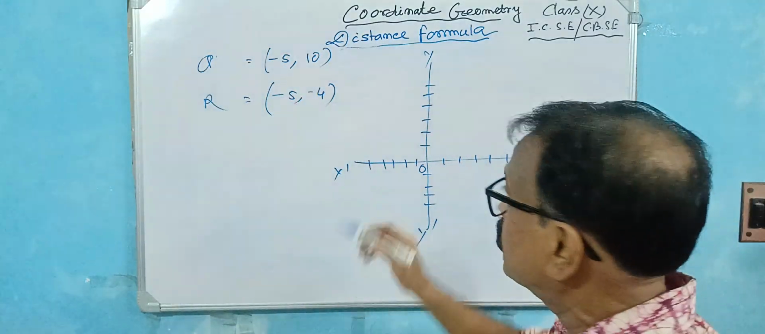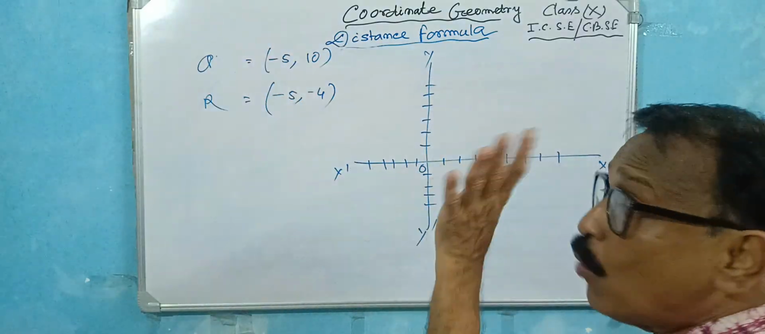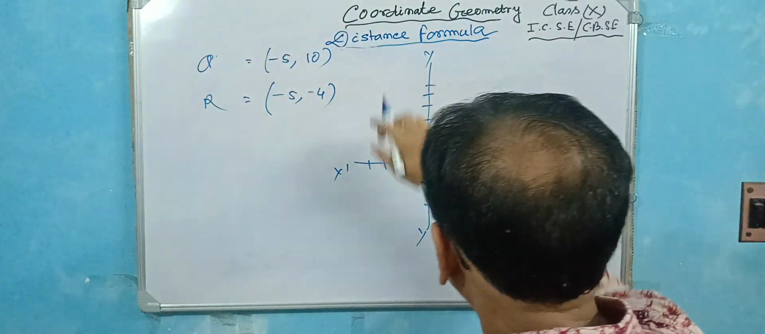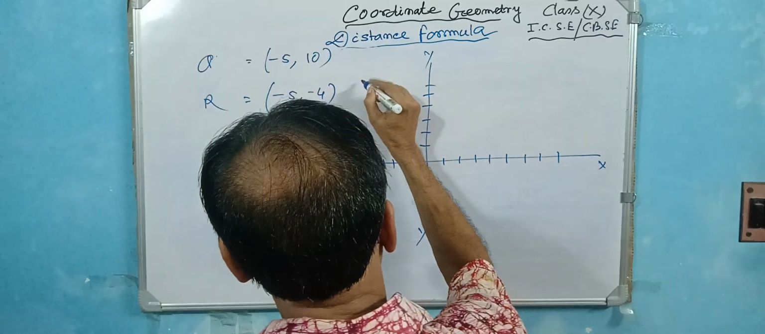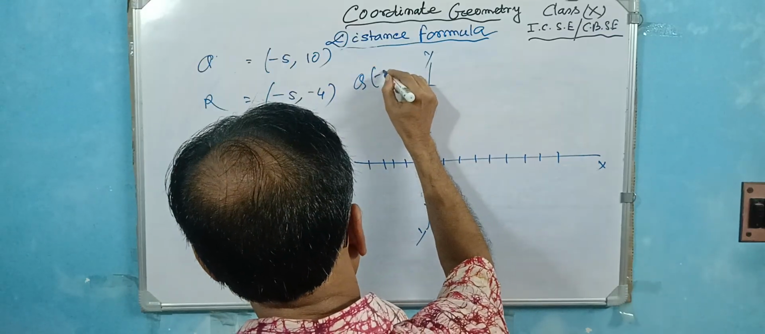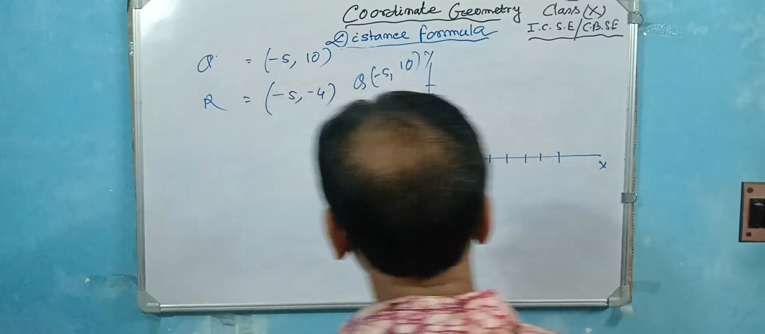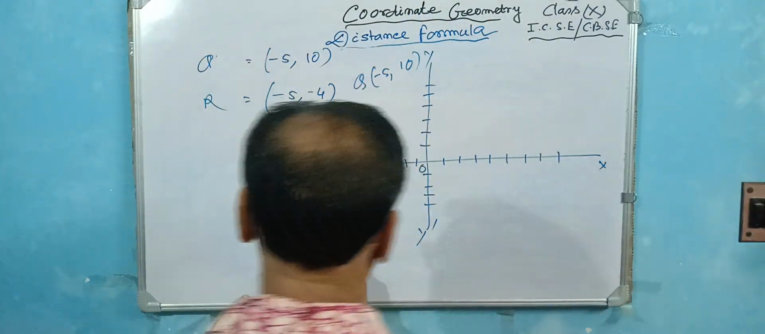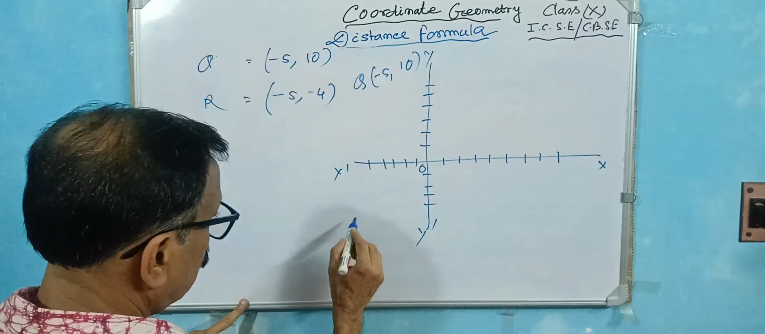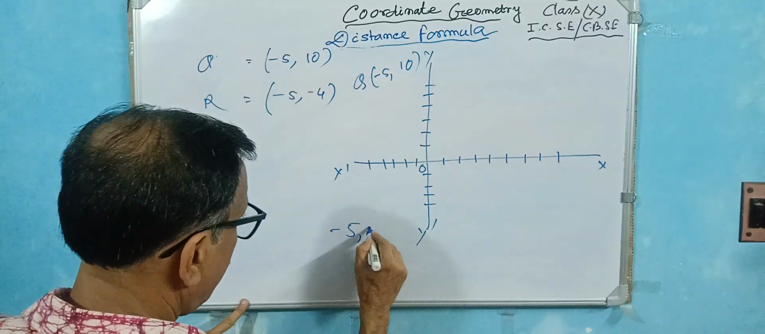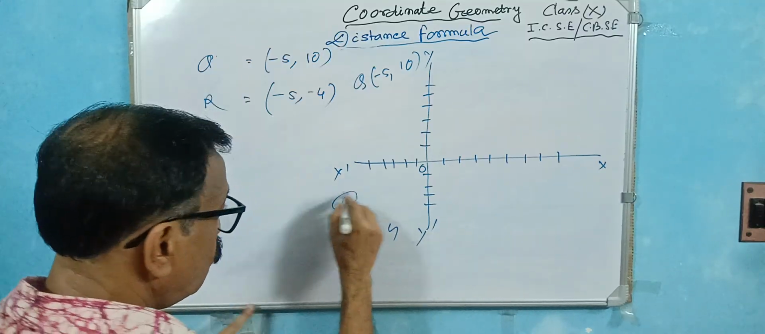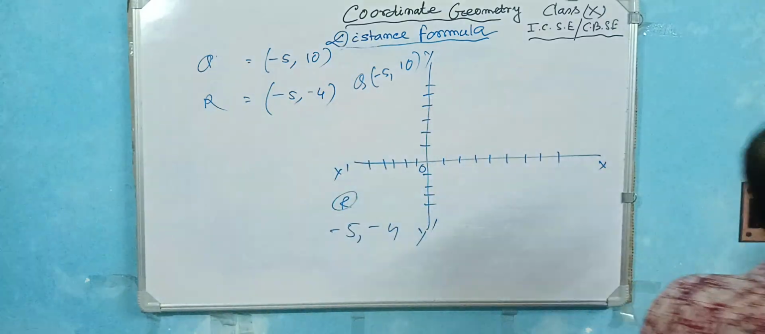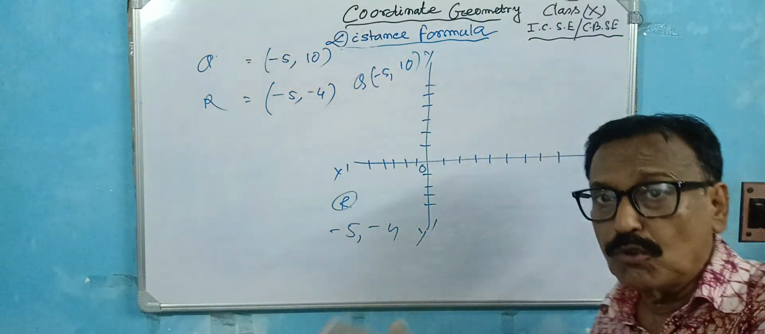But I'm just locating it. What is Q? Minus 5, 10. What is the coordinate? First, second, third. X is minus. Suppose here, this is Q, (-5, 10), because x is minus and y is positive. And this R is in that position because both are minus. So this is suppose (-5, -4). This is R. It is not necessary to draw the graph when solving the distance formula. Just you put the formula.